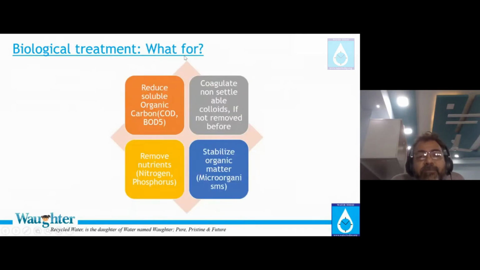Biological treatment process, what do we actually do? The word is simple: reduce soluble organic carbon. Coagulate non-soluble colloids if not removed before in the primary clarifier or DAF. Remove nutrients, nitrogen and phosphorus. And finally, the very important work any plant should do is stabilize organic matter. Because if you do not stabilize sludge, okay, this word sludge, let me write it nicely.